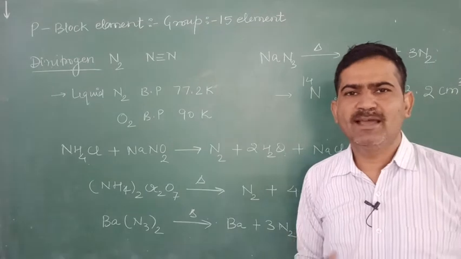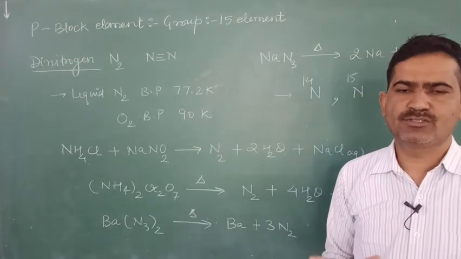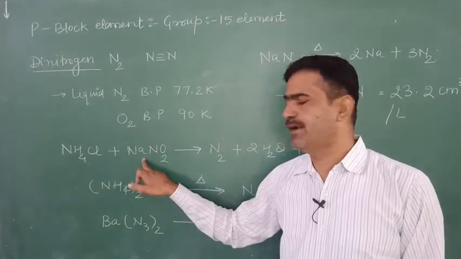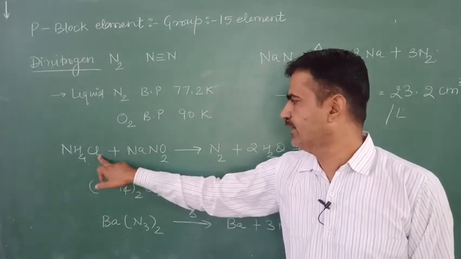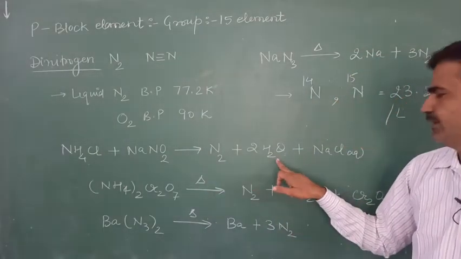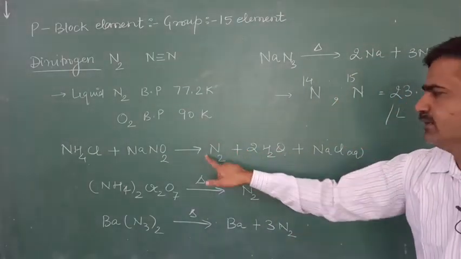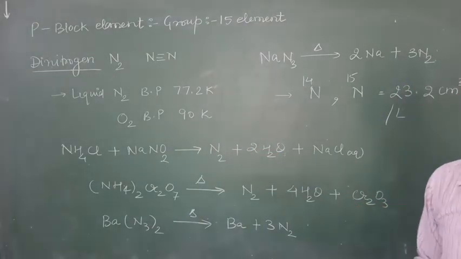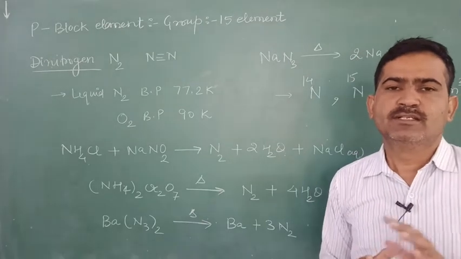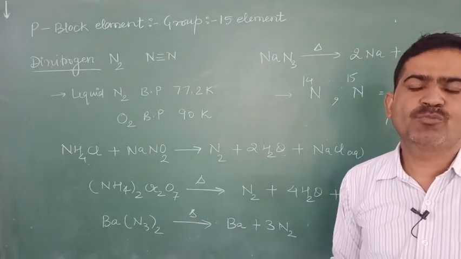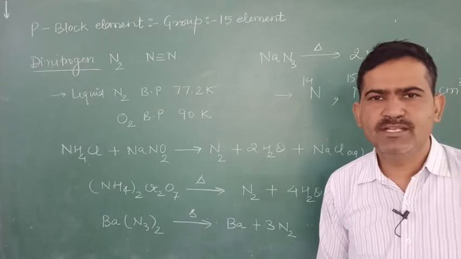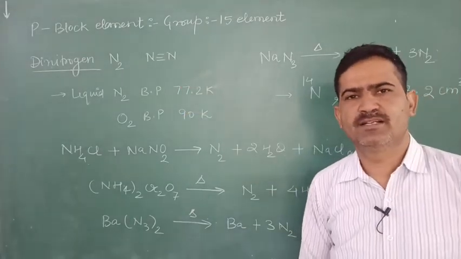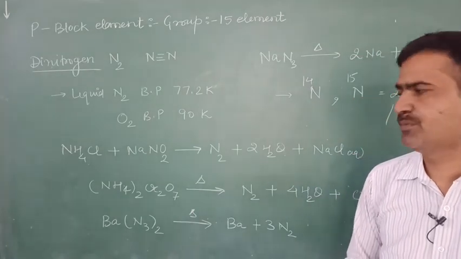Now, what are the lab methods for the preparation of nitrogen? The first method: ammonium chloride treated with sodium nitrite gives sodium chloride, nitrogen, and water. In general, lab methods give nitrogen gas in small quantity. If you want to prepare nitrogen gas commercially, then you will adopt the fractional distillation method. This is the best method for commercial preparation.